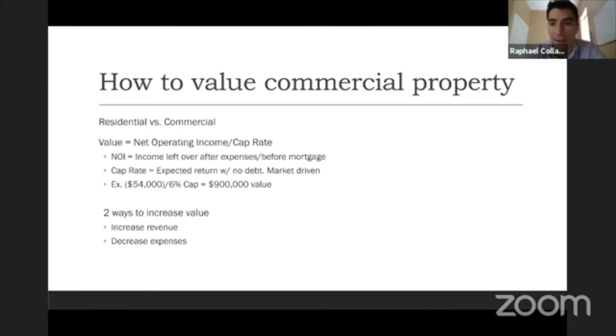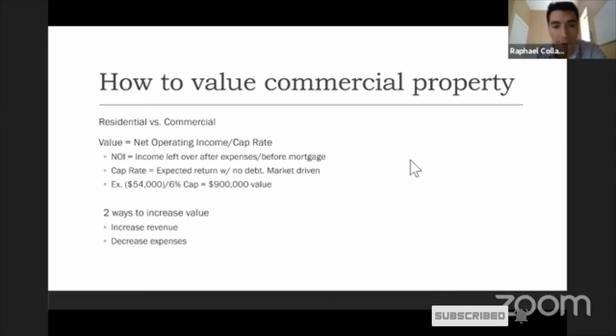So let's unpack each of those terms so you guys have an understanding of what that means. The net operating income is the income left over after accounting for all your operating expenses. So this includes your maintenance of the property. This includes any utility bills that you have to utilize. I mean, it accounts for everything related to making sure that property operates as intended.